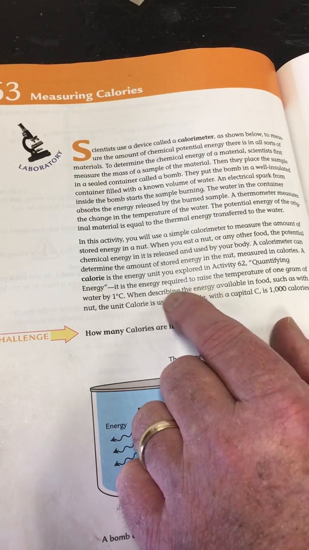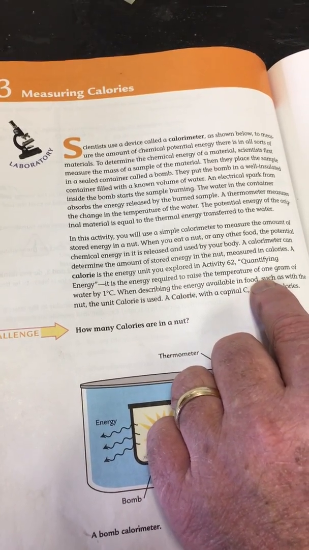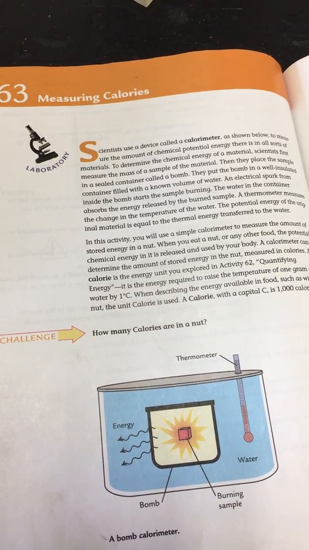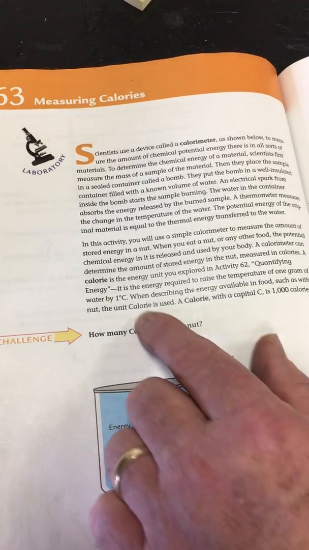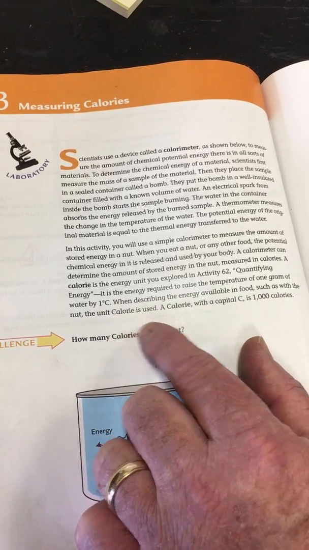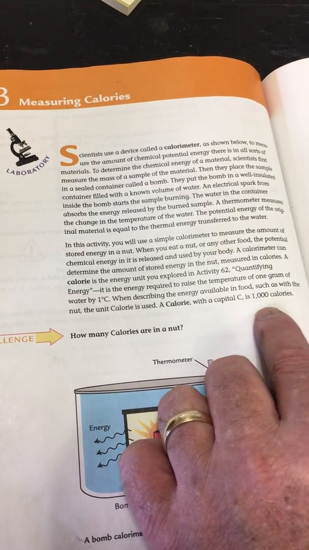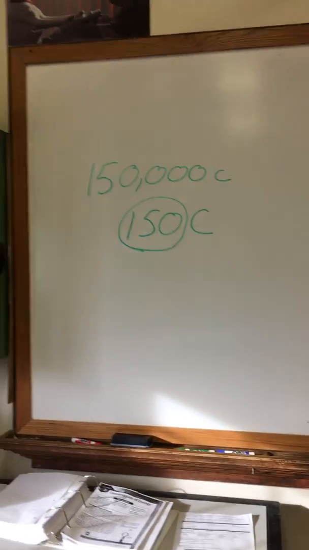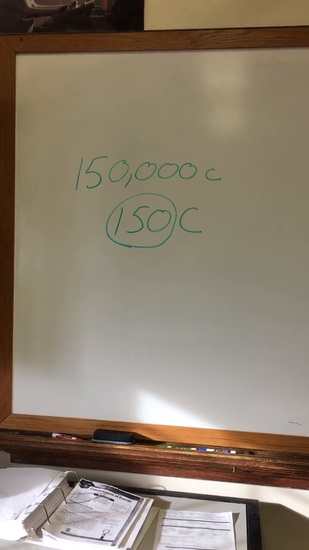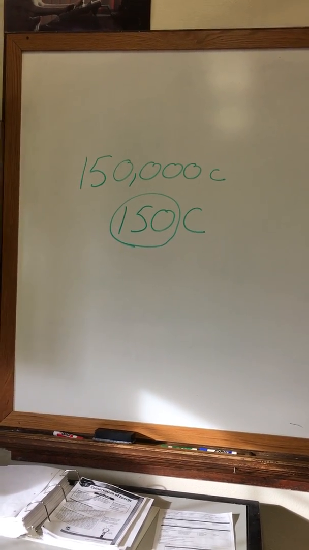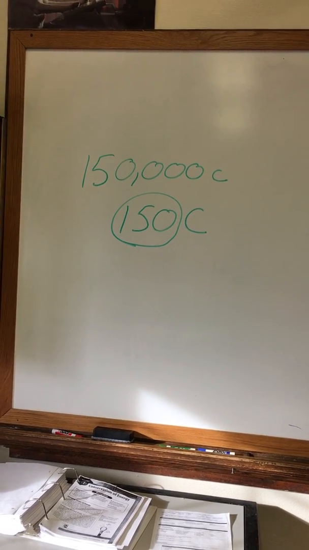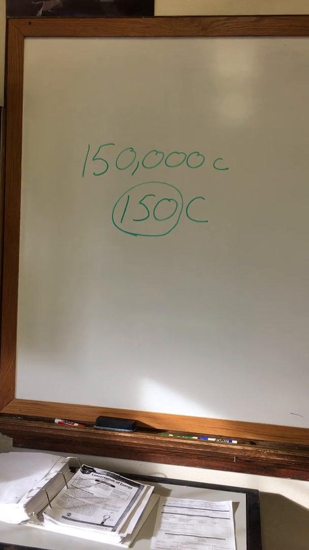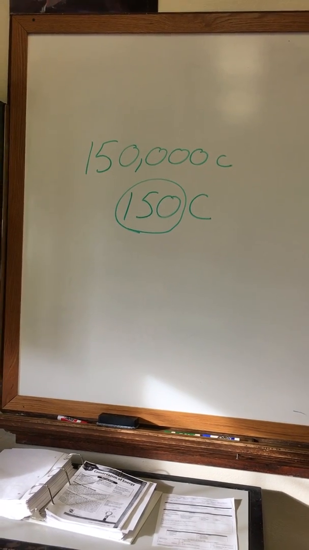A calorie is the energy required to raise the temperature of 1 gram of water by 1 degree Celsius. When describing the energy available in a food, such as a Cheeto or a peanut, the unit is a big C calorie, with a capital C, and it is 1,000 little c calories. For example, look up here on the board: the energy released by a can of Pepsi is 150,000 little c calories. We divide 150,000 by 1,000 to get the 150 calories you'll see on the side of a soda can.